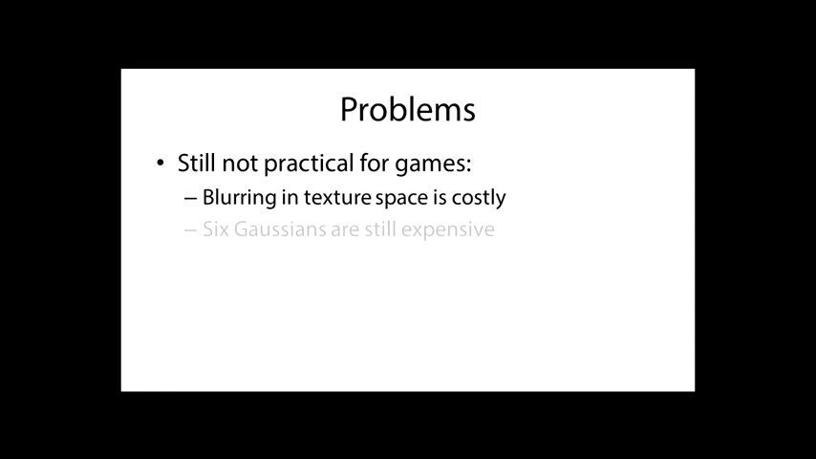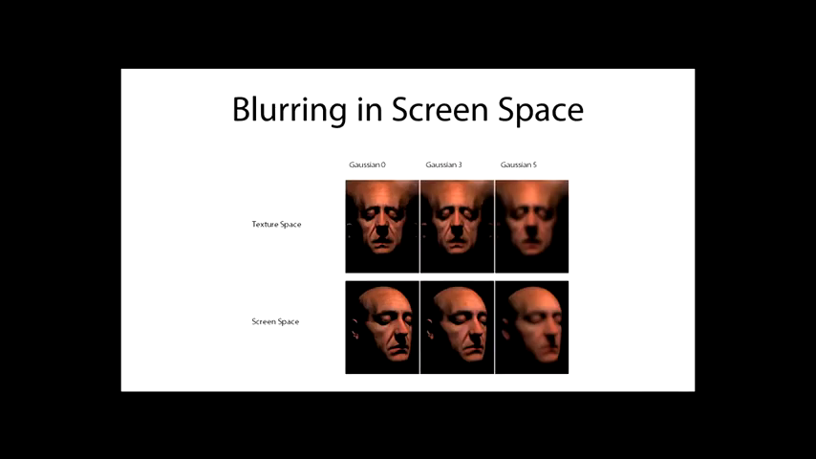So the first issue is that blurring in texture space is costly. So for addressing this issue, what we did is to render in screen space the lighting. So instead of rendering the lighting into a map and then blurring that, what we do is to basically directly blur screen pixels, which kind of approximates doing that in texture space in most of the cases.